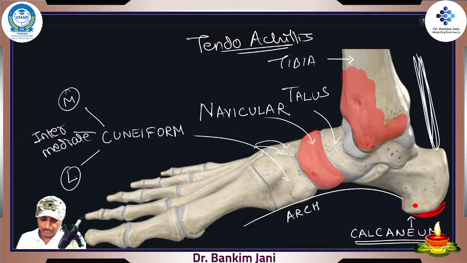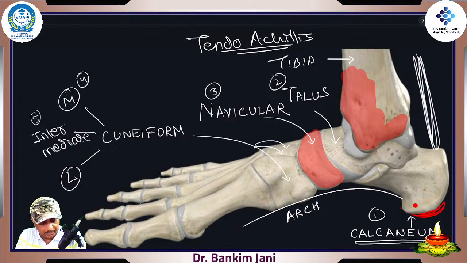In order to see cuneiform, this is not the correct angle. We have to actually rotate the foot so that we can watch it from the top. Then we'll be able to see. Now count. Calcaneum is one, talus is second, navicular is third, right? Medial cuneiform is fourth, intermediate cuneiform is fifth, and lateral cuneiform is sixth. But overall, there are seven tarsals. So one is left out, right? And that is cuboid. Cuboid is the lateral most.